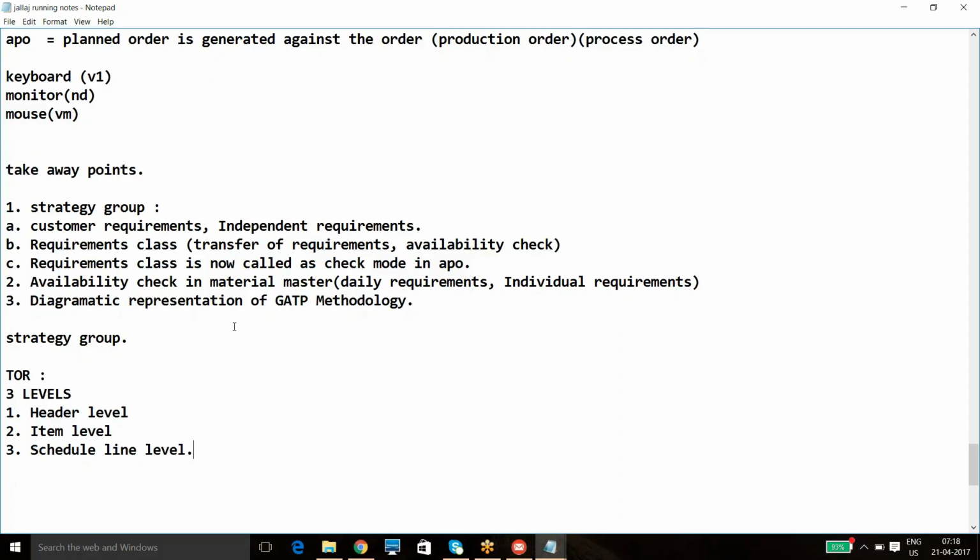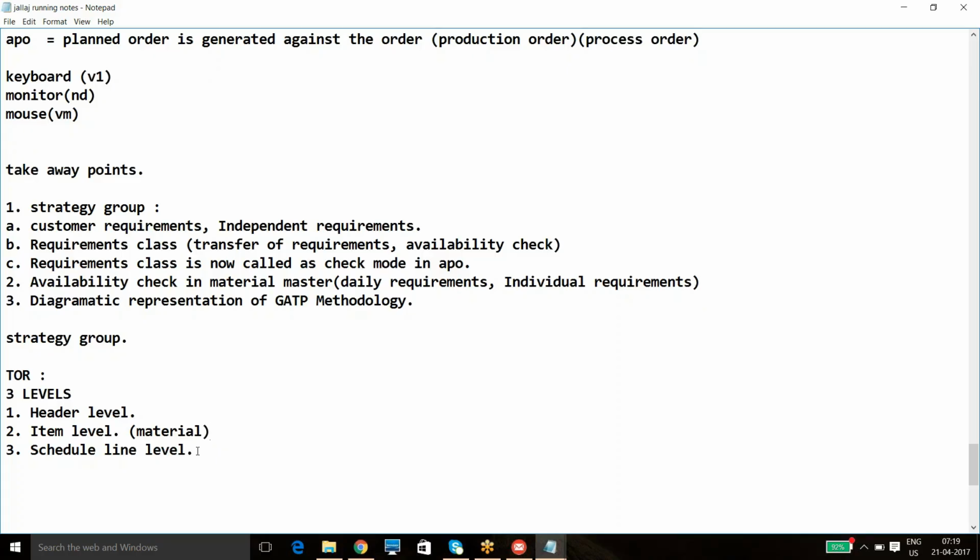Fine. So when I say header level, that means the order type which you are going to define at that segment, you can define whether you would like the transfer of requirement to happen or not. We have different types of document types we can go for. I will show you however. So that will be the first iteration. And then coming to the item level, what will we have at the item level? We will have the material, right? For sure we will have the material. So this is the second segment.